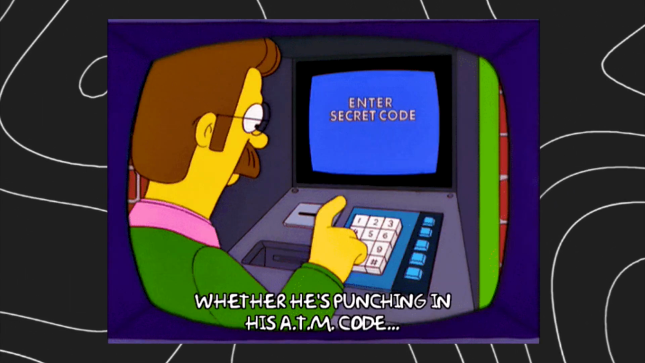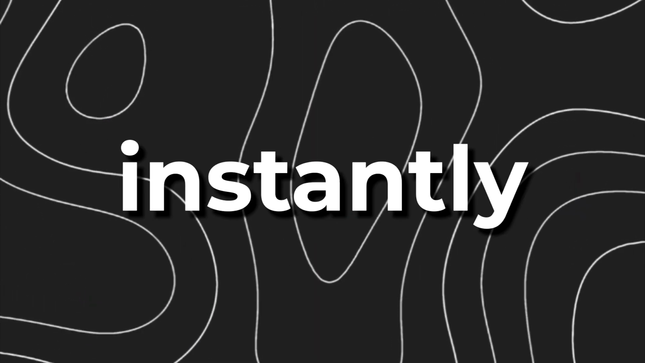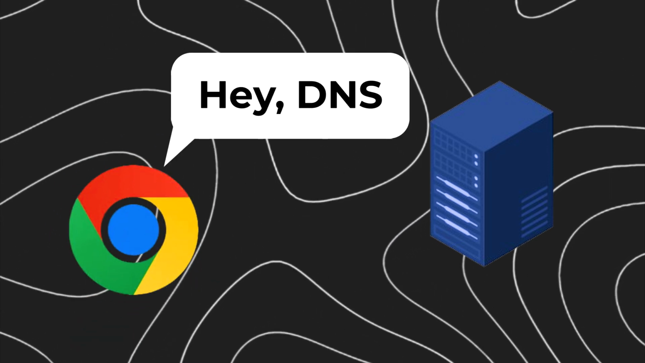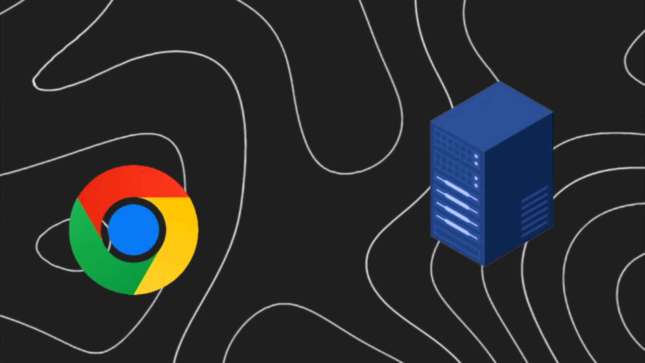It needs the server's secret code, its IP address. Think of it like needing a phone number, so it instantly asks the internet's giant phone book, called DNS. Hey DNS, what's the number for YouTube? DNS looks it up and zaps back that secret IP code.